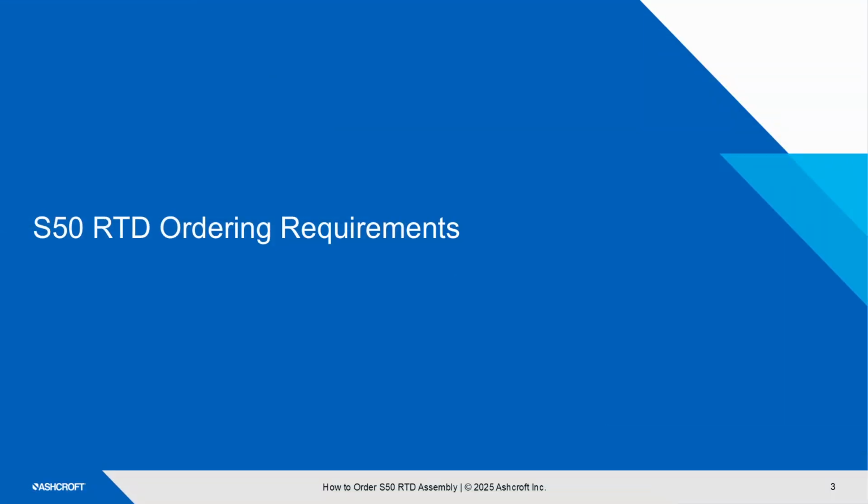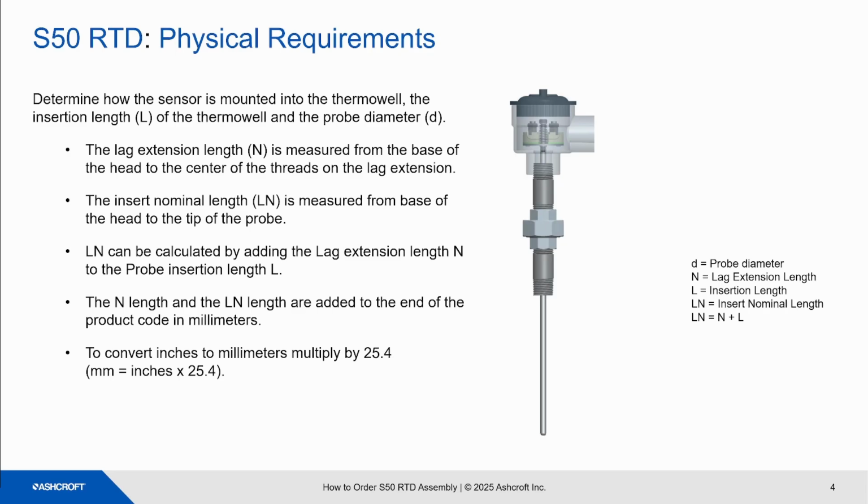The first thing you need to do is determine how the sensor will be mounted into the thermowell, the insertion length of the thermowell, and the diameter of the probe. The lag extension length, identified as N, is measured from the base of the head to the center of the threads on the lag extension.